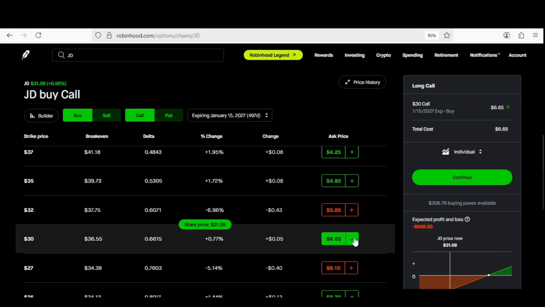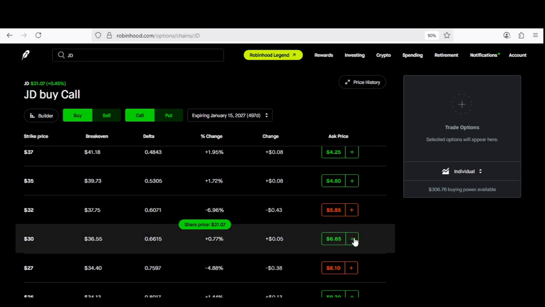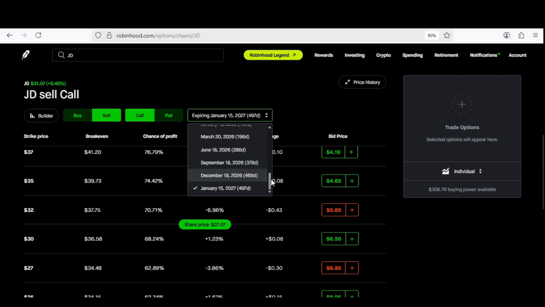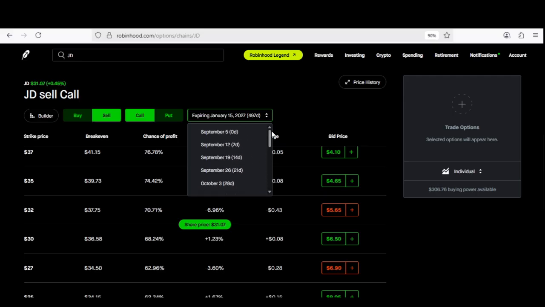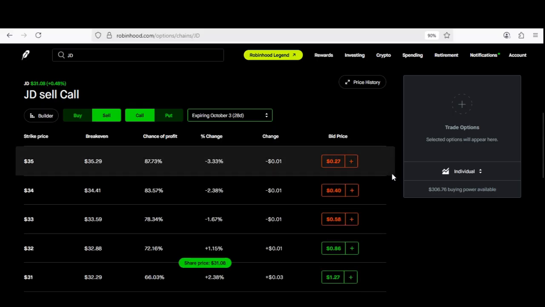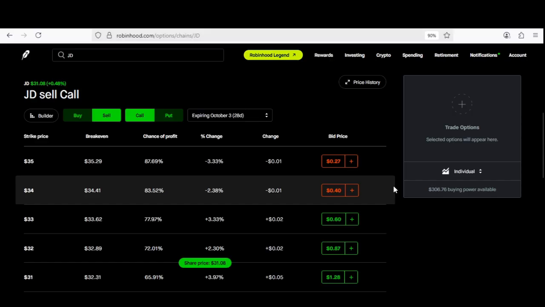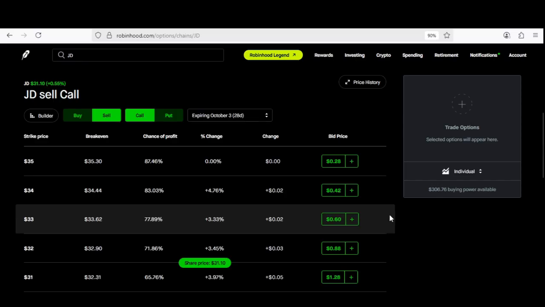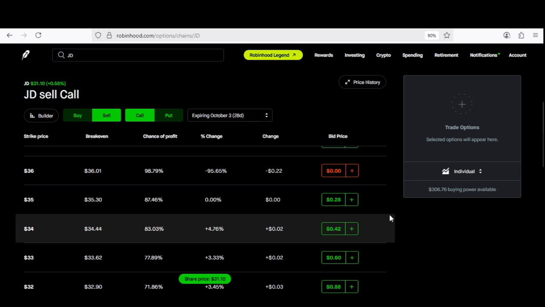So now that I have the LEAPS option, I'm going to flip the switch and I'm going to change the strategy. So now I'm going to go to sell. I'm going to go to call. And then now I'm going to choose my expiration date. Once again, I'll be using monthly expiration dates. So that's going to give me the October 3rd for 28 days. Now I'm going to go ahead and choose my strike price. The strike price I'll be using is going to be above the current share price. And in this instance, I'm not going anywhere close to the share price. I'll be going a lot higher up. So the price I'll be choosing for this is going to be the $34 price.